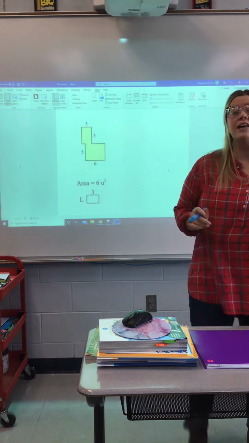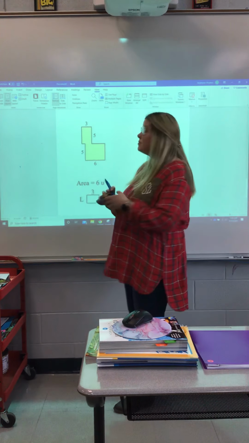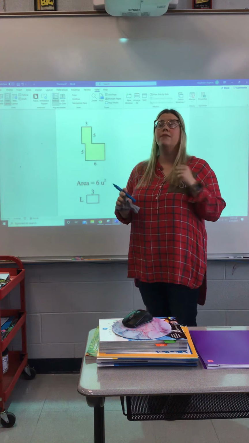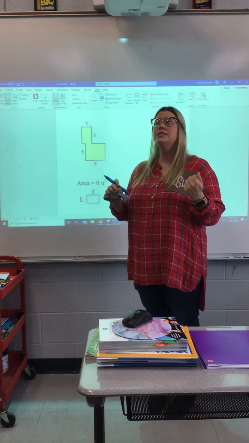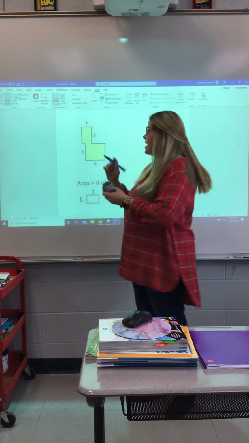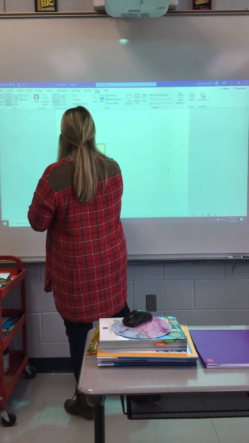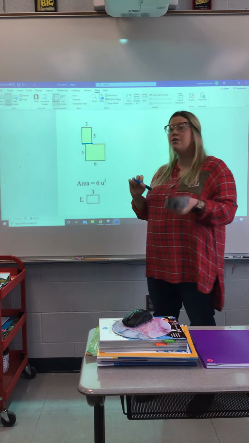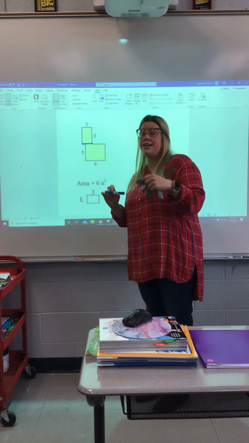Oh, okay, now we've got a composite figure. Remember, when we talk about composite figures, it's important to cut it into two rectangles. You can draw a line to make it into two different rectangles. Then we're going to figure out the area of each one.